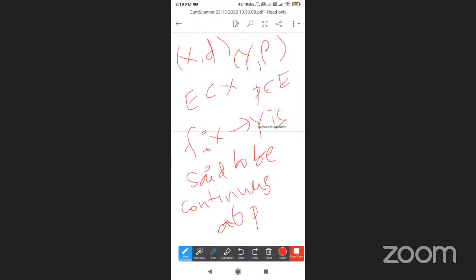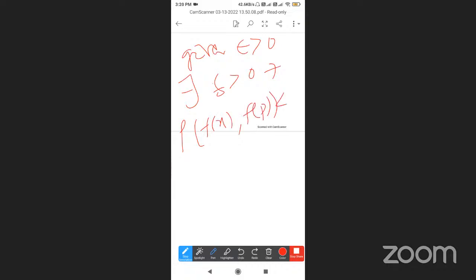Understood? All of you: X comma D is one metric space, Y comma rho is the second metric space, E is a subset of X, P is an element of E, a limit point of E. F is a mapping from capital X to Y, said to be continuous at P. What is the definition? Given epsilon greater than 0, there exists delta greater than 0 such that rho of f of x comma f of p, in the second metric space, is less than epsilon.